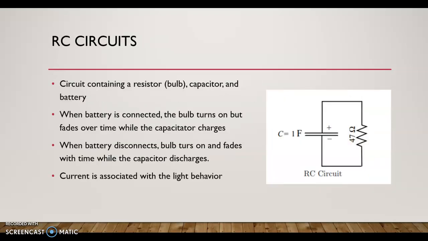For the RC circuits, we have a circuit containing a resistor, bulb, capacitor, and battery, and that's what an RC circuit is. When the battery is connected, the bulb turns on, but it fades over time while the capacitor charges. When the battery disconnects, the bulb turns on and fades with time while the capacitor discharges. From this, we know that the current is associated with light behavior.